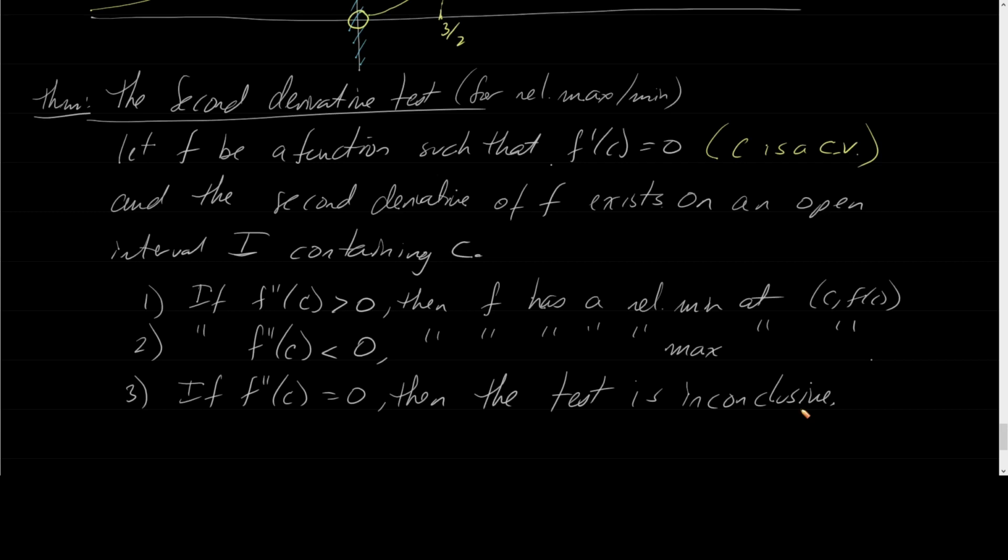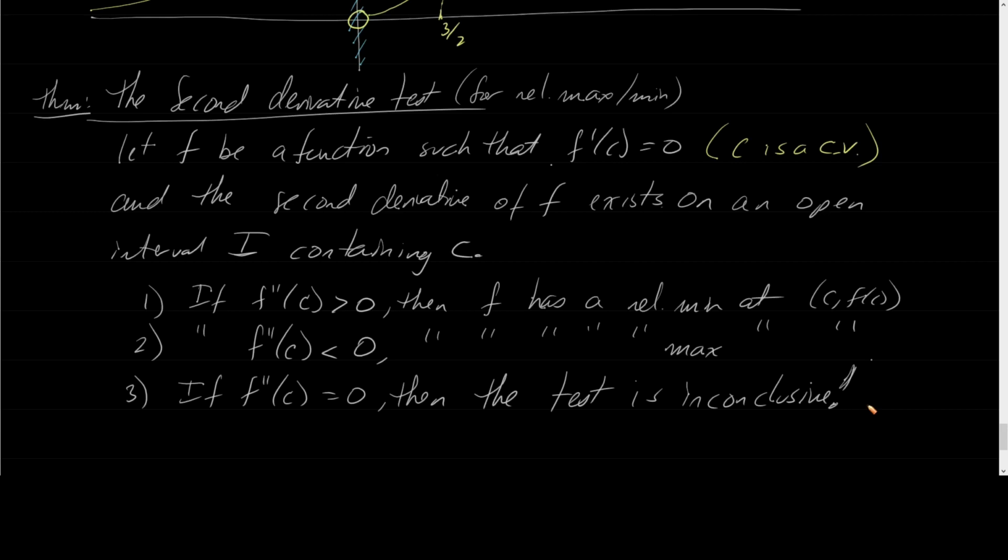If it's inconclusive, then that means we have to figure things out using a different test or different methods. Or perhaps it's just not a relative min or max. It just happens to be a critical value. So let's see why this would make sense.